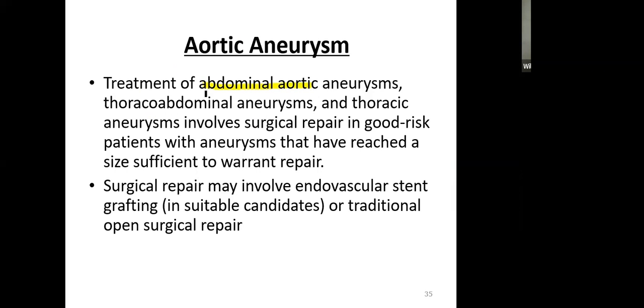There are treatments for abdominal aortic aneurysms, thoracoabdominal aneurysms, and thoracic aneurysms. In cases, they need to have a surgical repair in good risk patients. So these are patients who are hemodynamically stable and actually warrant having the repair done. Maybe you've seen on TV or YouTube, have you ever seen an abdominal aneurysm repair? I think they just put like a mesh in between. Yeah, the vessel. It's really amazing.